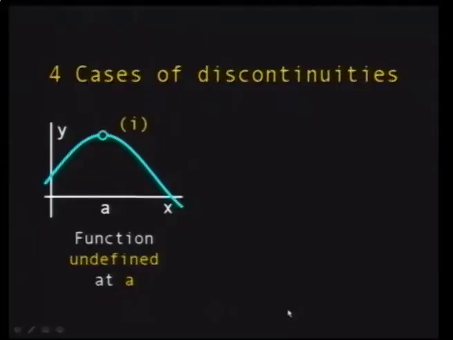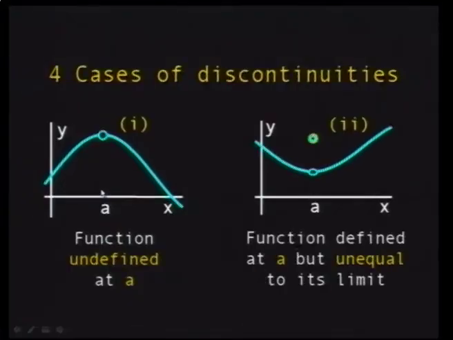The first one is when the function is undefined at a point A. This is a function here, like for example sine x over x, not necessarily this function. At the point A, you see that although it has a limit at the point A, it is not defined at the point A, and this is the first type of discontinuity that you always meet.